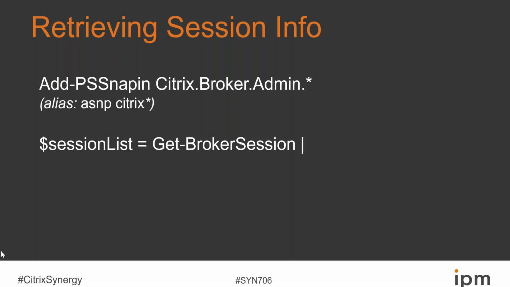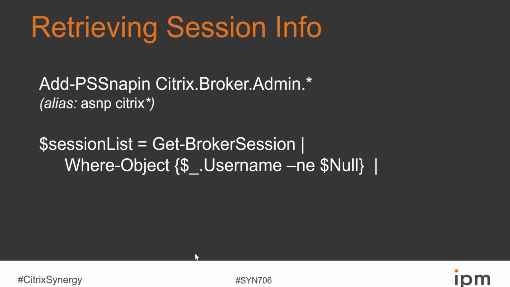And as we mentioned before, the output of commandlets are objects, so we assign those objects to a PowerShell variable. All PowerShell variables are prefixed by a $. So the PowerShell variable $SessionList, after I execute the Get-BrokerSession commandlet, would contain all of my sessions. However, we don't want every session, because some of the sessions don't actually have users connected to them. So we want to qualify that by returning only sessions that have users. We use another commandlet called the Where-Object commandlet to add the criterion that the username should not be null.